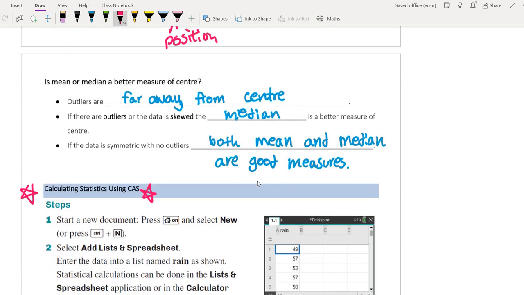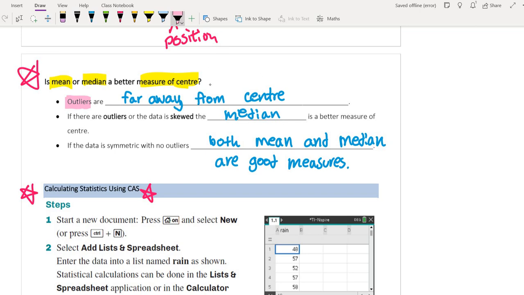All right, so when do we use mean or median to measure our center of data? This is a very classic assessment question. You would definitely need to know this, and it's not that hard. It's very intuitive, it makes sense. It's to do with outliers. Outliers are numbers that are really far away from the center. Later we'll learn how to actually calculate outliers.